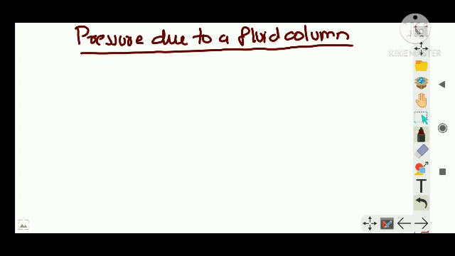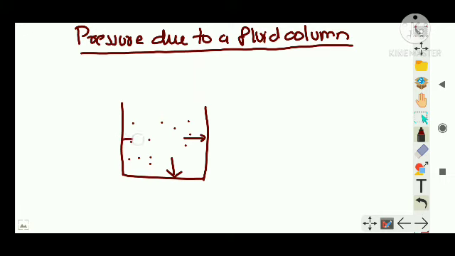Suppose I consider there is a vessel and I fill it with some fluid. This fluid will be exerting pressure at the bottom of the vessel as well as on the walls, right? I consider that this vessel has cross-sectional area A, and the liquid present here has density rho. The liquid has been filled till the height h, right?